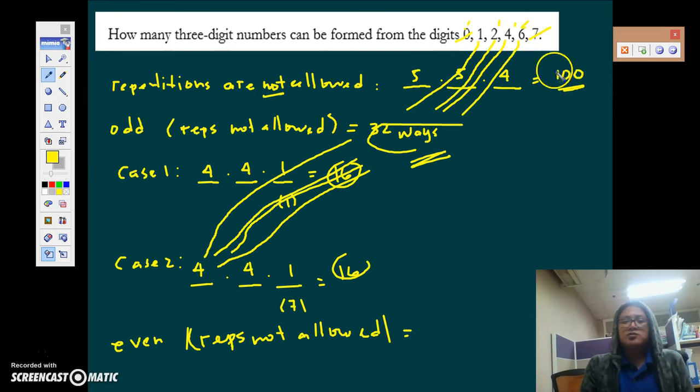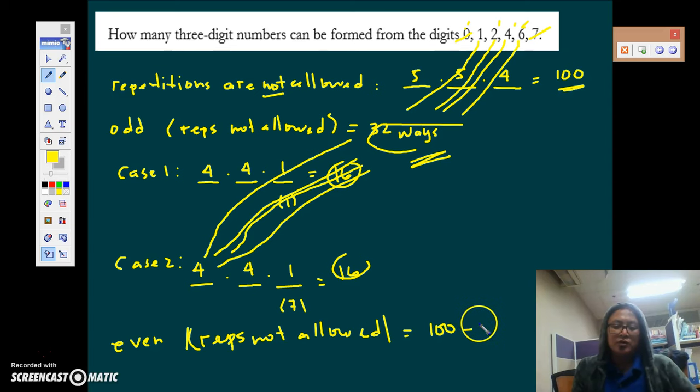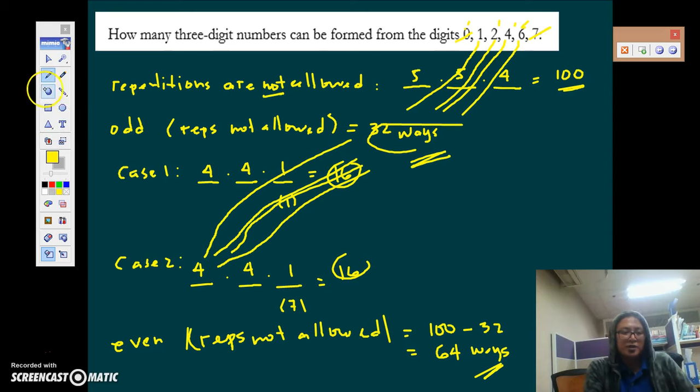But you can do that or simply do this. You have all the numbers, repetition not allowed, 3-digit numbers, it's a total of 100. You have the odd numbers, a total of 32. So the number of even is simply the total minus the number of odd numbers. So it's simply 64 ways. See?